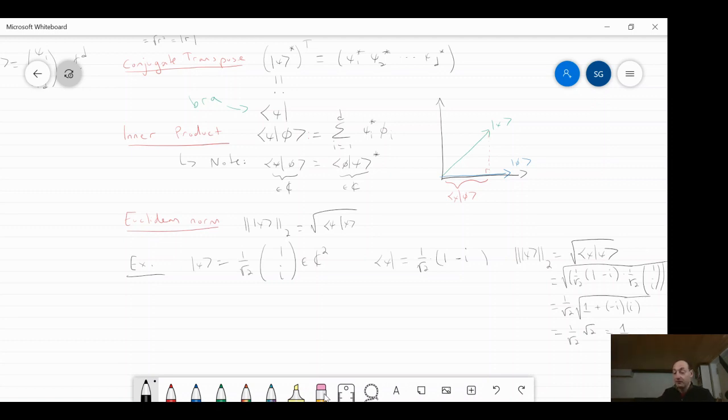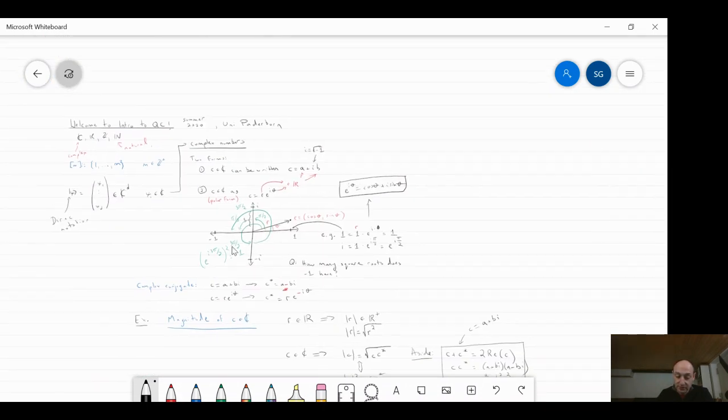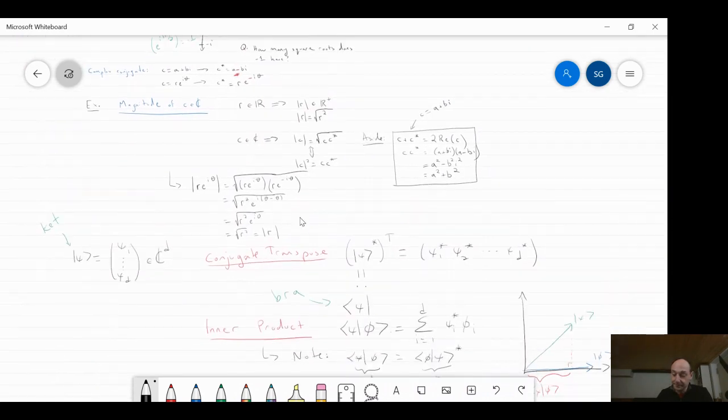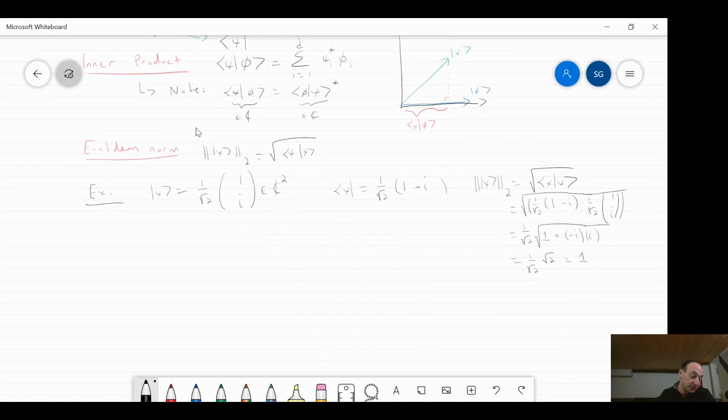And what does that mean? That means that if you look at it in terms of this complex plane, it just means that the length of your vector is 1. It lies on something called the unit circle, which is a circle you can draw of radius 1. So that is the Euclidean norm.